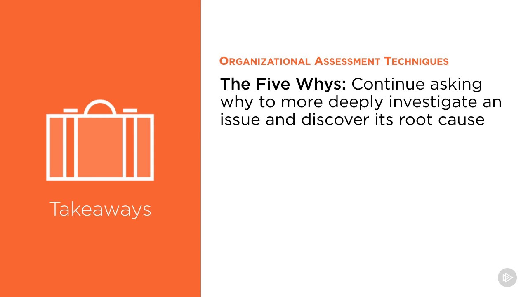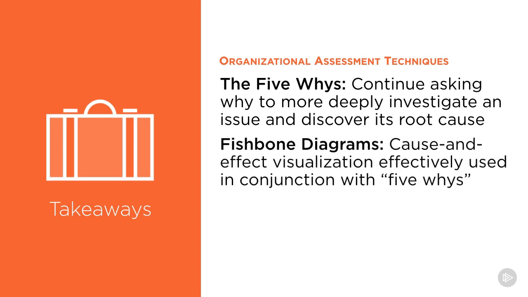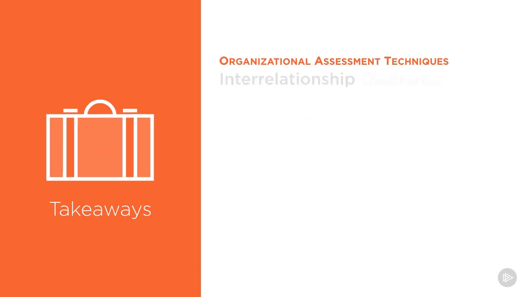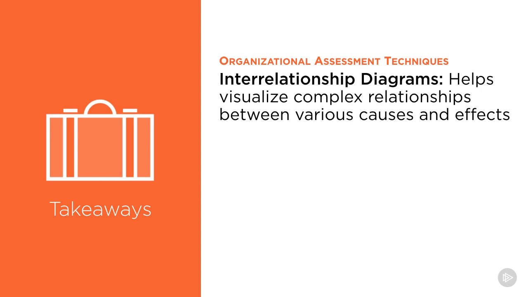Fishbone diagrams are cause and effect visualizations that are effectively used in conjunction with the 5 whys. They're known as fishbone diagrams because they begin with a problem and then branch out to primary and secondary causes from there. Interrelationship diagrams can help us to visualize the complex relationships between various causes and effects, given how things can interrelate and how causes of some issues might be effects of others, and vice versa.